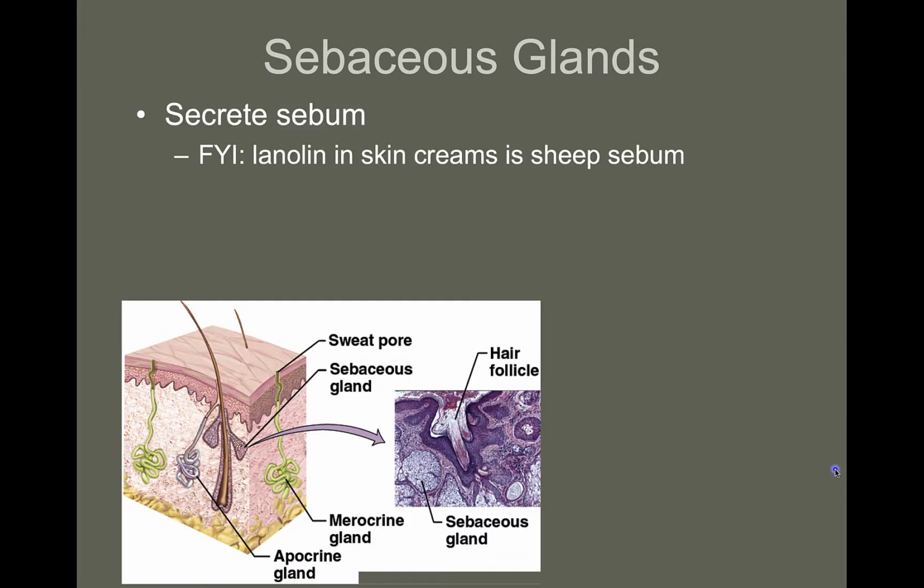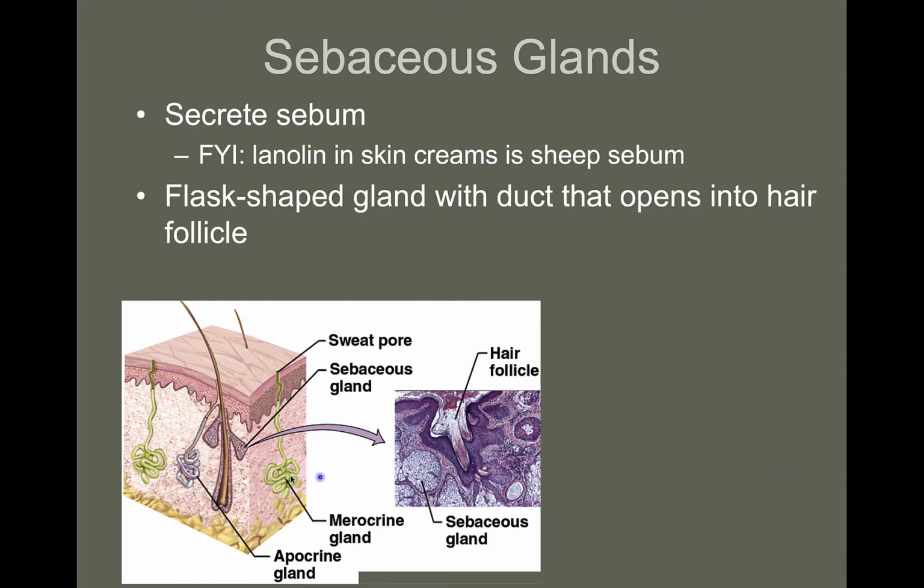So our sebaceous glands then are going to secrete sebum, and sebum is our body's own lotion. So when we talk about lanolin and skin creams, that actually came from sheep, and so we now have more artificial or synthetic forms of lanolin that we put into our moisturizers.